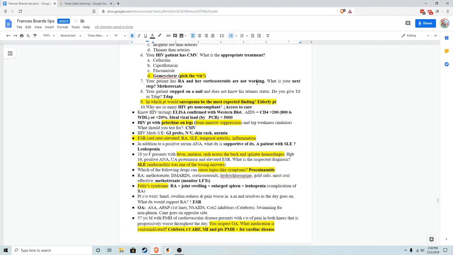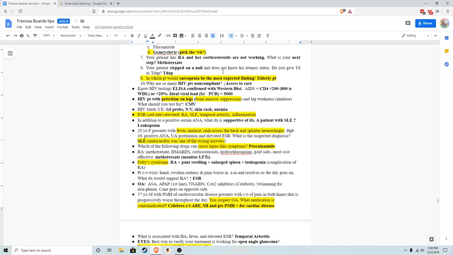Patient has CMV. What is the appropriate treatment? So the question is, what is CMV? Cytomegalovirus, V for virus. Which of these treat viruses? Cephalosporin, Cipro is a fluoroquinolone, fluconazole, or ganciclovir. Remember, the V is for virus.